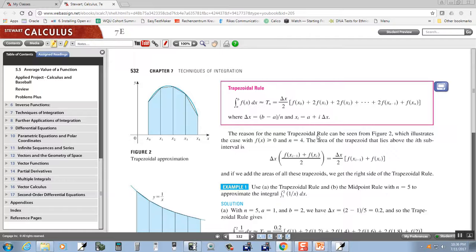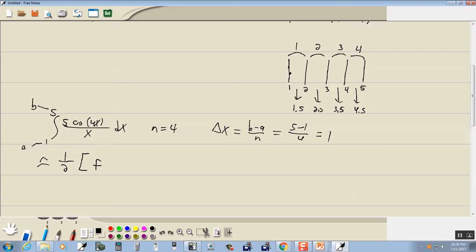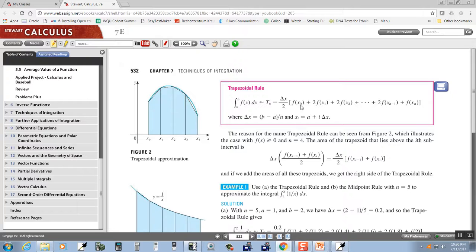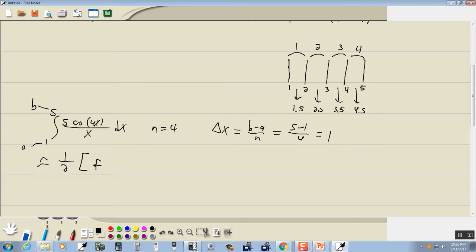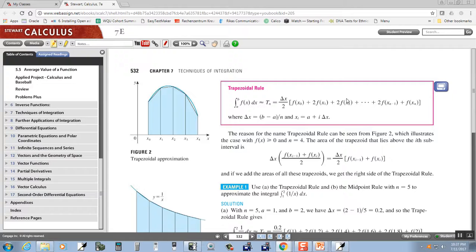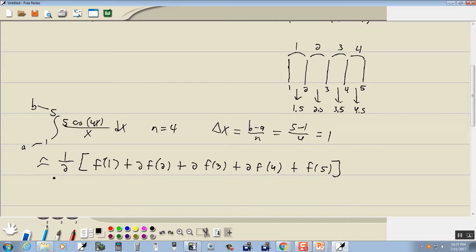And then we're going to have f of, and okay, so here, the fact that we've already identified this up here helps us. But this is wanting x sub 0, not the average. So x sub 0 is 1. Plus 2 times f of 2 plus 2 times f of 3 plus 2 times f of 4 plus f of 5. Where I got that from is all these have 2's in front of them, except for the first one and the last one, which don't have any numbers in front of them.